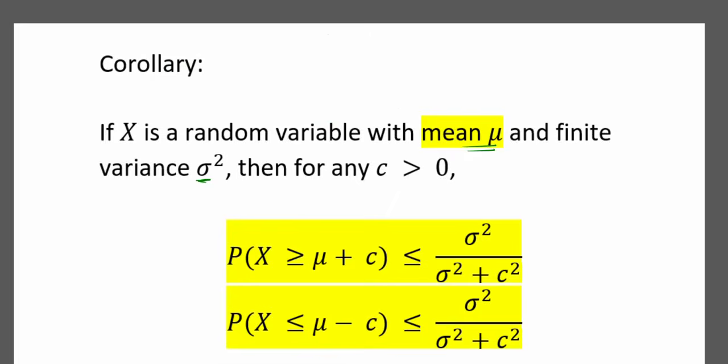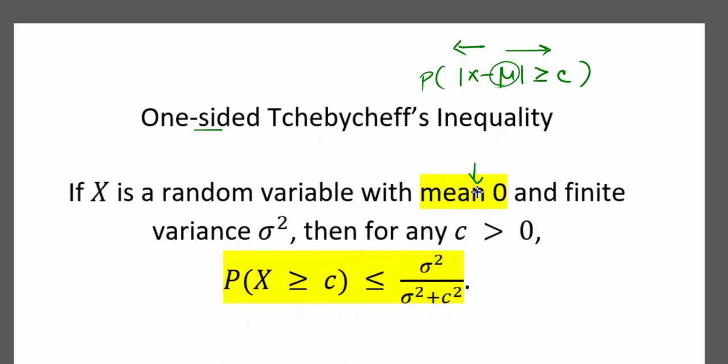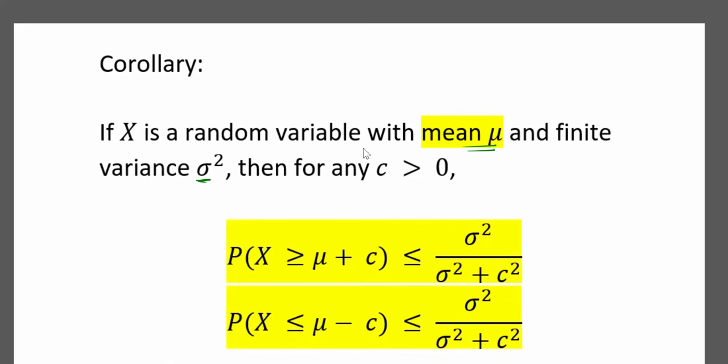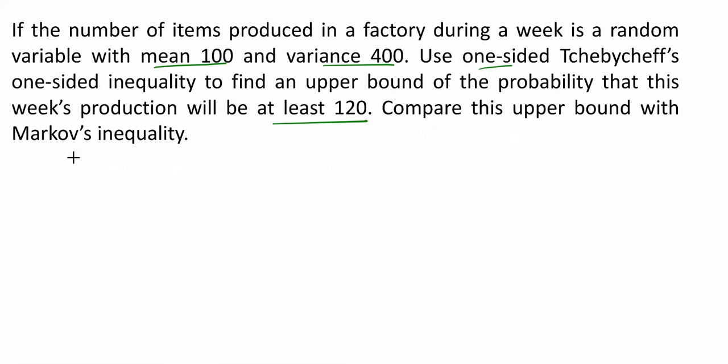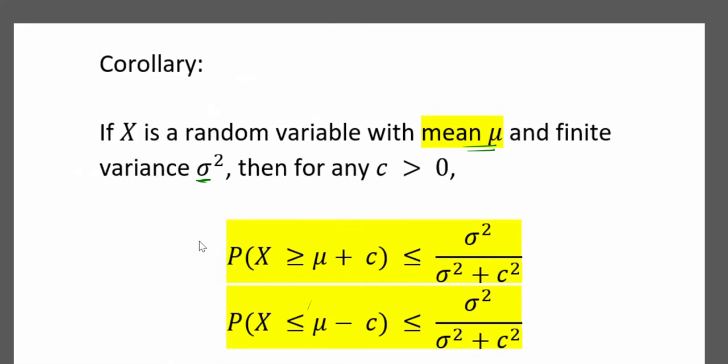So I cannot apply the general statement with mean 0, but rather I will have to apply the corollary with non-zero mean. I will have to choose one of these formulas depending on the bounds they have asked for. They have asked that the week's production is going to be at least, so x has to be greater than or equal to 120. So where does x greater than or equal to 120 happen? Over here. So we will try applying this formula of Chebyshev one-sided inequality to get our solution.